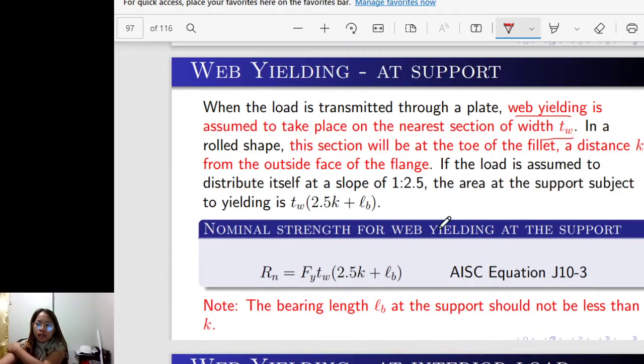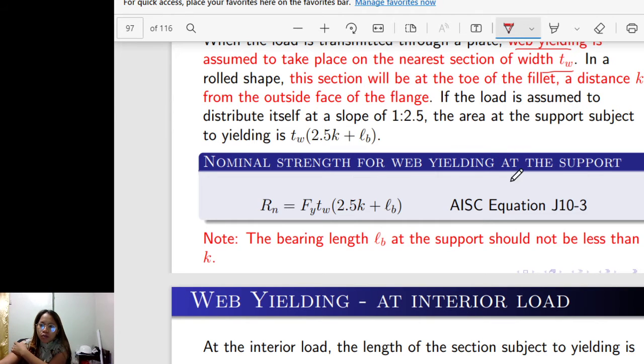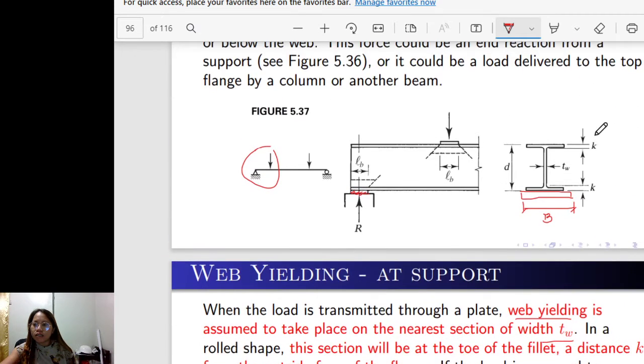So the nominal strength for web yielding at the support, according to equation AISC J10-3, is this one. The nominal strength is equal to the yield strength times the thickness of the web times 2.5 K. This is the distance from the outermost flange fiber to the fillet section, plus this L sub B. Note that the bearing length L sub B at the support should not be less than the value of K. K is the distance, this distance.